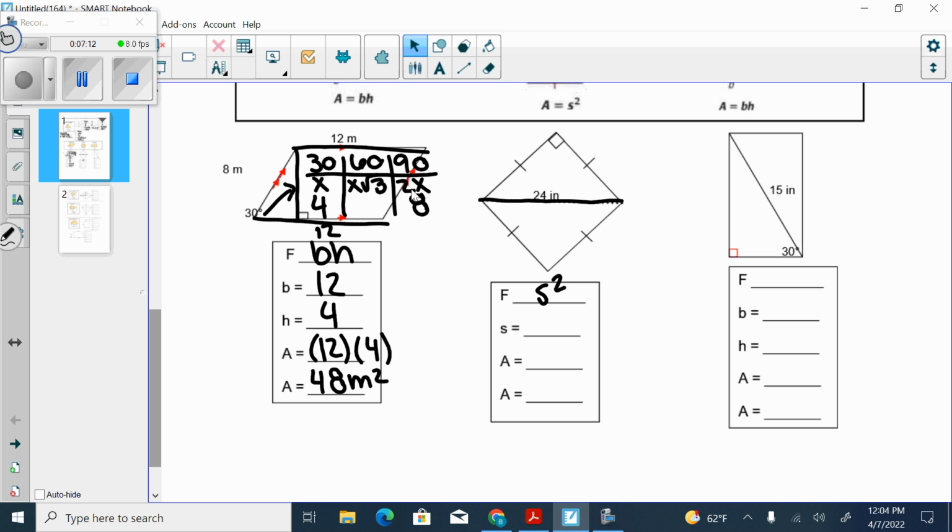Very good. All right, in a 45, 45, 90, what do I label the sides across from the 45s? Good, and across from 90? Very good. All right, and which one did they give us? All right, so in other words, 24 is equal to x square root of 2. So what would we do to solve for x? There you go.